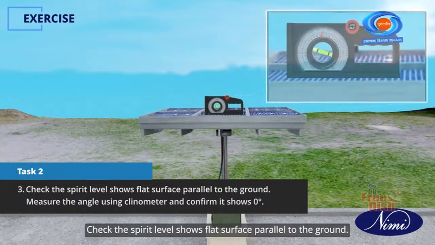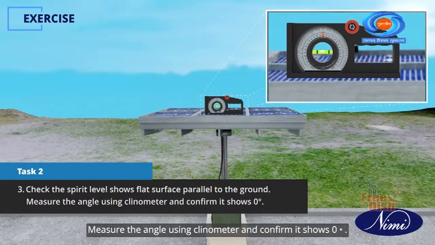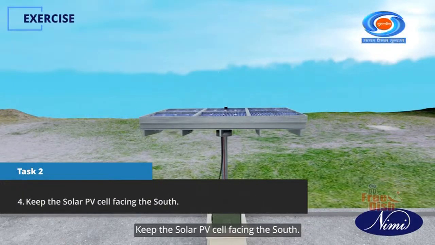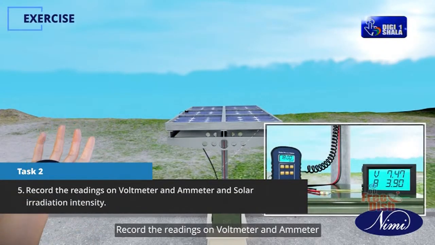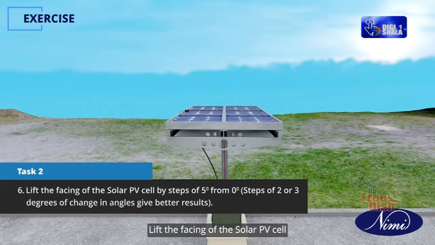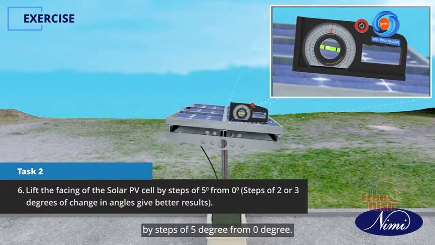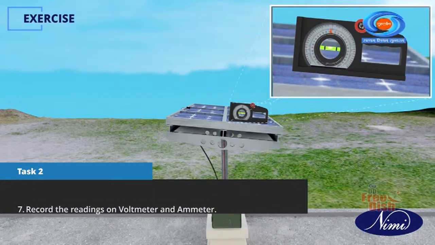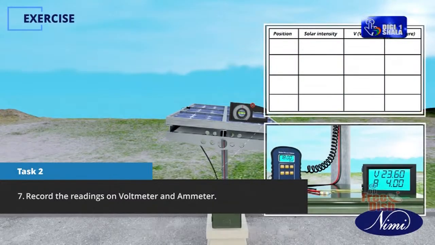Check that the spirit level shows the surface is flat, parallel to the ground. Measure the angle using the clinometer and confirm it shows 0 degrees. Keep the solar PV cell facing south. Record the readings on the voltmeter and ammeter and the solar irradiation intensity. Lift the facing of the solar PV cell in steps of 5 degrees from 0 degrees. Record the readings on the voltmeter and ammeter.